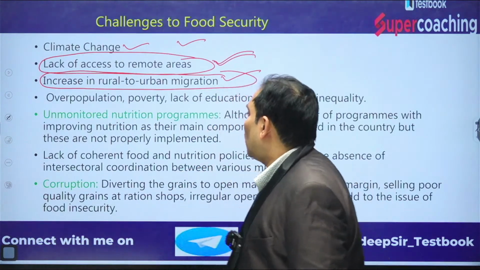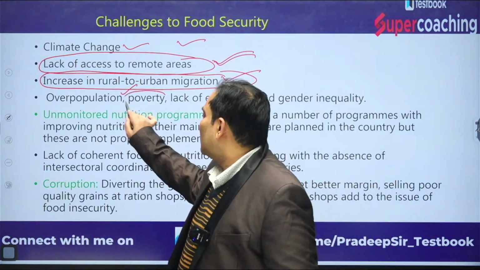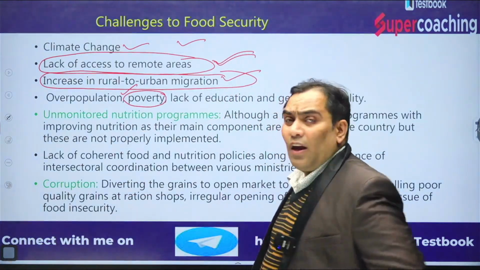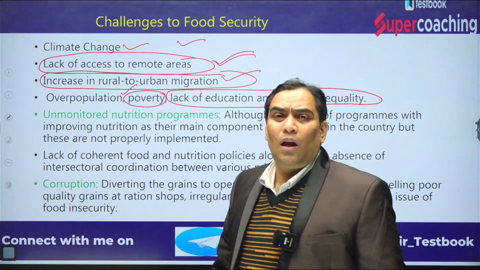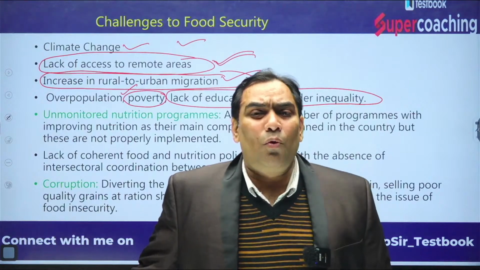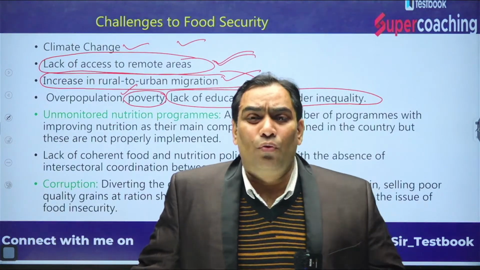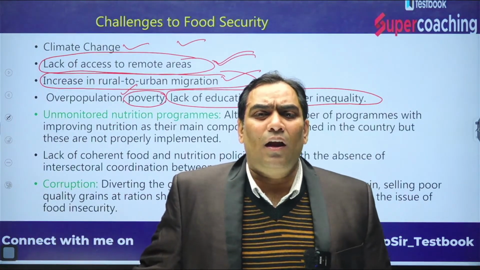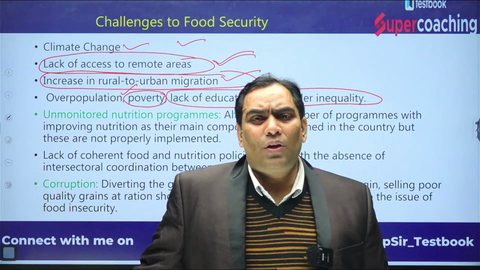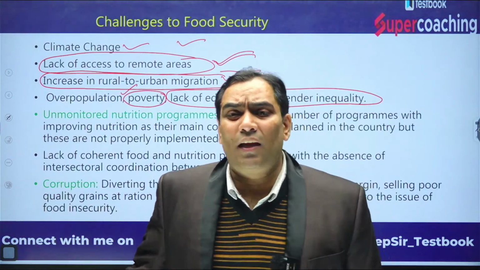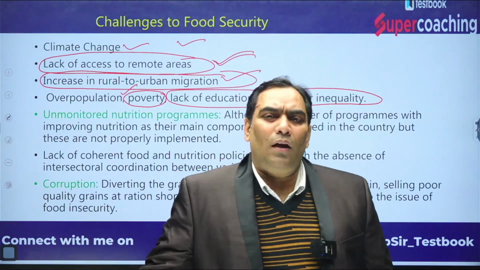Not only this, there is overpopulation. In case of India, there is poverty. That's why they are not able to get economic access, and there is lack of education and gender inequality. Many times lactating women and pregnant women need more nutritious food, that means more food, and there is gender discrimination in Indian society. So that is also a challenge for food security. Overpopulation.